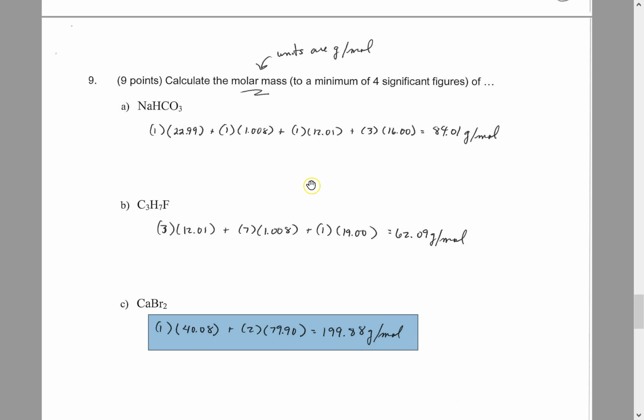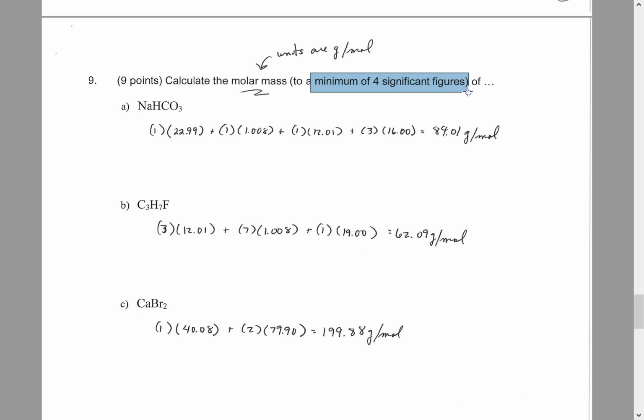Now the instructions were a little bit confusing, so I apologize for this. It says I wanted a minimum of 4 significant figures. And the rule of thumb, which I tried to say in the lecture, is that if you have something greater than 10, you're going to have 2 decimals associated with the molar mass.